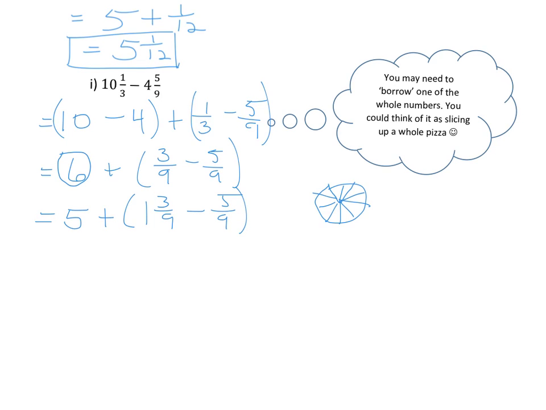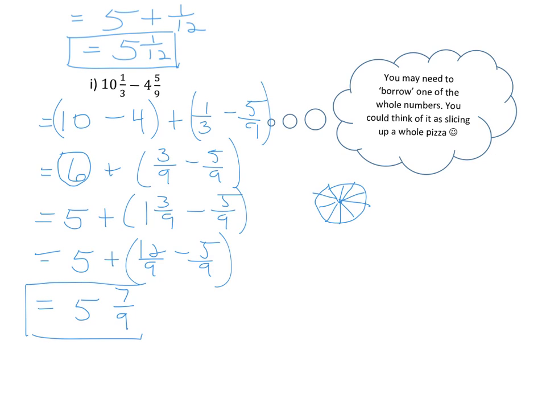Let's convert that to an improper fraction. So I have 5 plus, that'll be 9 3, 12/9 minus 5/9. So now I can do my subtraction. 12 minus 5 gives me 7/9. So I have 5 7/9 as my final answer. Okay? You don't have to separate your whole numbers from your fractions, but this is a way that many students find helpful.